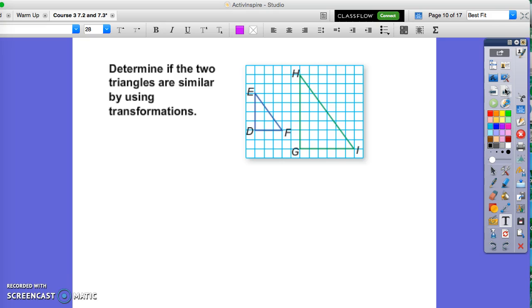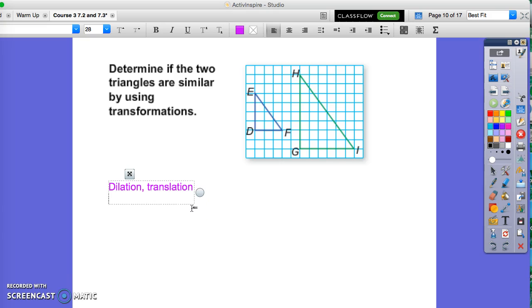Okay, so it says determine if these two triangles are similar using transformations. So if we're talking about transformations, it looks like we just dilated it. So dilation and a translation, because we shrunk it down or we blew it up. Okay, if we're going from EDF to HGI, we blew it up and we slid it over. So we had a dilation and a translation. But we need to prove if they're similar.